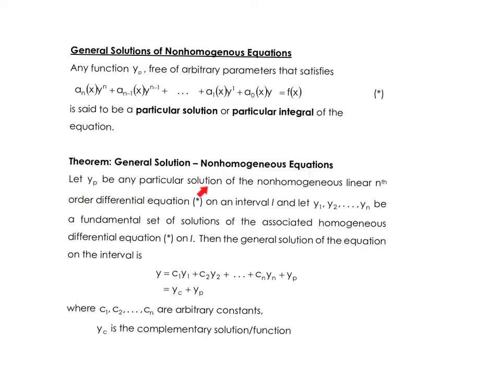Theorem: general solution of non-homogeneous equation. Let yp be any particular solution of the non-homogeneous linear nth order differential equation on an interval, and let y1, y2, until yn be a fundamental set of solutions of the associated homogeneous differential equation. Then the general solution of the equation on the interval is this one, where c1, c2, until cn are arbitrary constants. So the general solution is yc plus yp, where yc is the complementary solution or function.